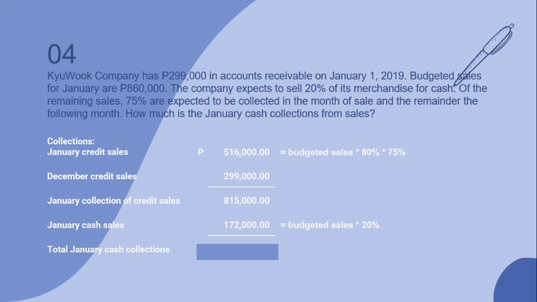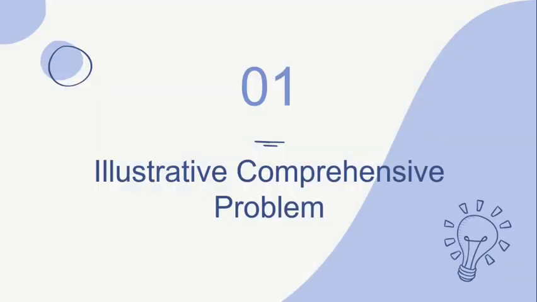Therefore, our total January cash collections from both credit and cash sales in January and December is 987. So, we will discuss more comprehensive problems, because those were short and straight problems.